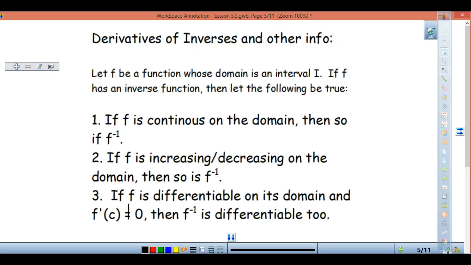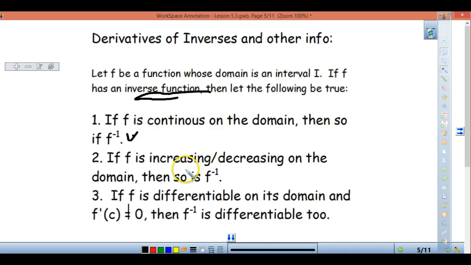All right, so just to go over some of the basics real quick, let's say we have a function whose domain is on the interval I. If f has an inverse function, then let the following be true. If f is continuous on the domain, then so is its inverse. Okay, so if a function's continuous, so is its inverse.